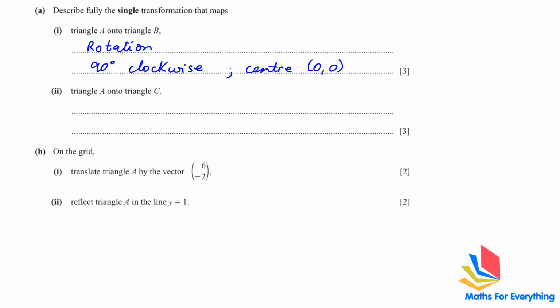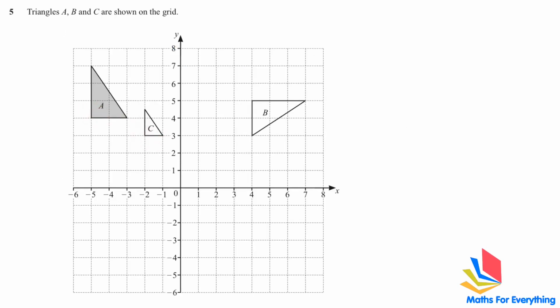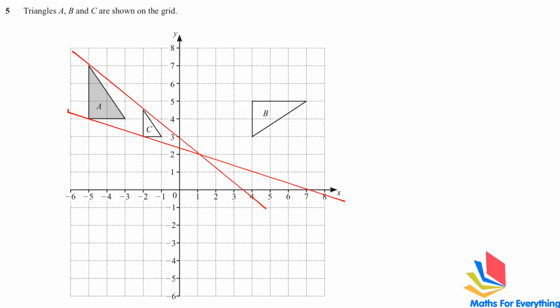Next question. Describe the transformation of triangle A onto triangle C. This, you can see that the size has changed, so this is definitely an enlargement. For an enlargement, we need to find the scale factor and the center of enlargement. Join the corresponding vertices together. So this vertex with this and this vertex with this to find the center. So this is how you join the vertices. They meet at this point. So what is the transformation? It is an enlargement with center 1, 2, and now we need to find the scale factor. This side here is 2 and the corresponding side is 1. So the scale factor is half.